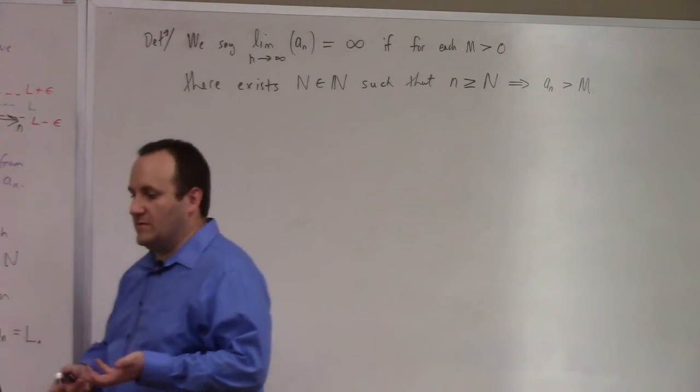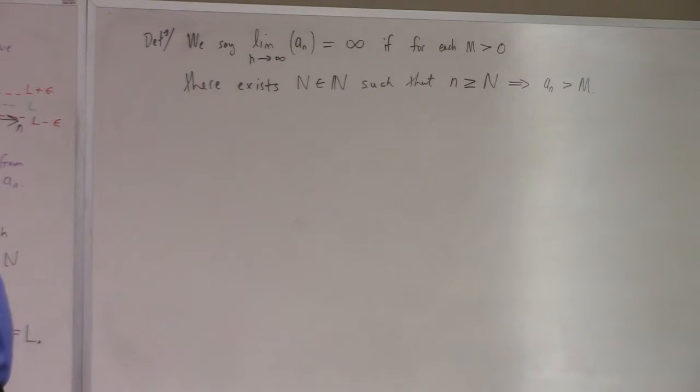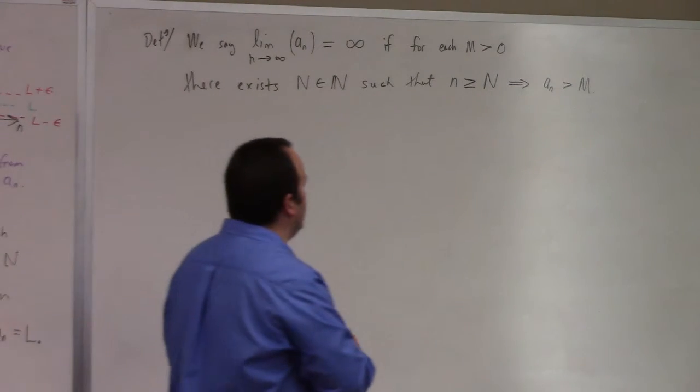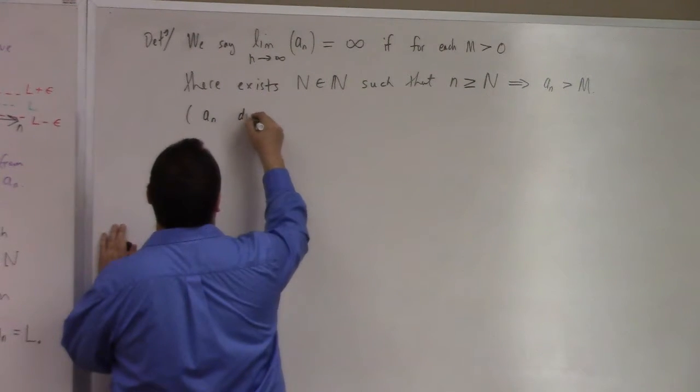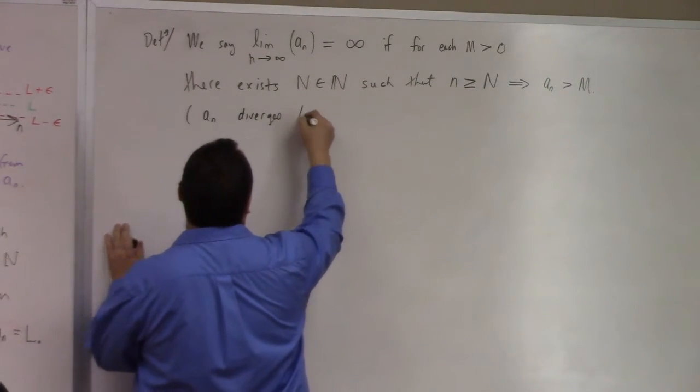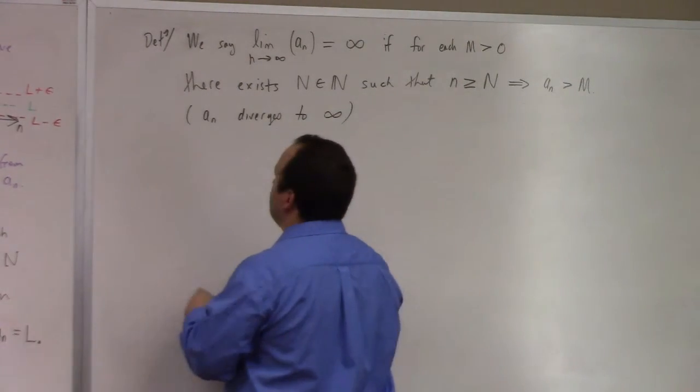In other words, a sequence diverges to infinity, all right. What that means is no matter how big a value you give me, I can find a point in the sequence where beyond that point, everything in the sequence is larger than that number you gave me, whatever it is. This is not a convergent sequence. This sequence diverges. So a sub n diverges to infinity.